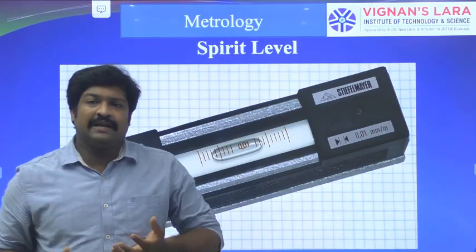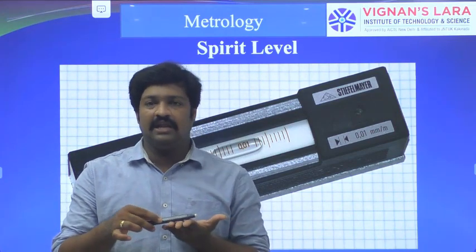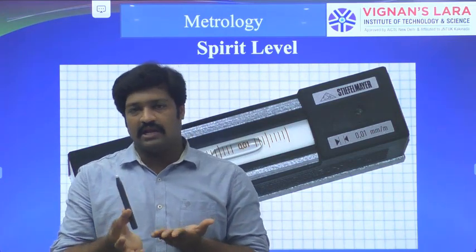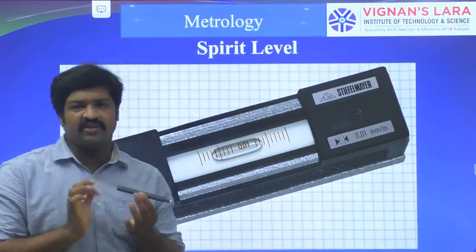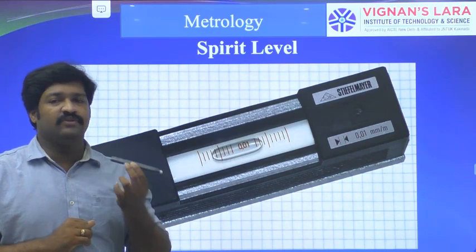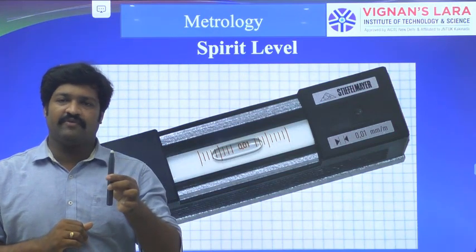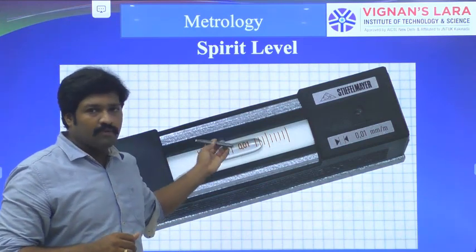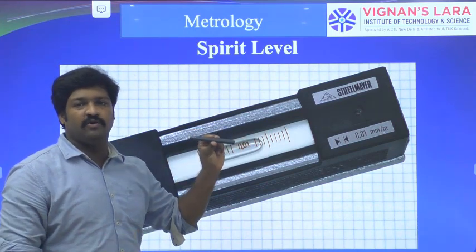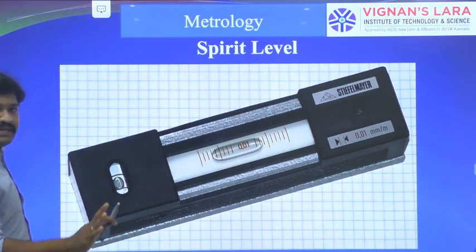Spirit level. Spirit level is used to identify whether the component is horizontally aligned or vertically aligned. By means of a spirit level, we cannot identify the angle of the component. By means of this, we can only set to a horizontal plane or to a vertical reference. So by means of a bubble, we can align the component to horizontal or vertical. So by means of this, we are not getting any angle.